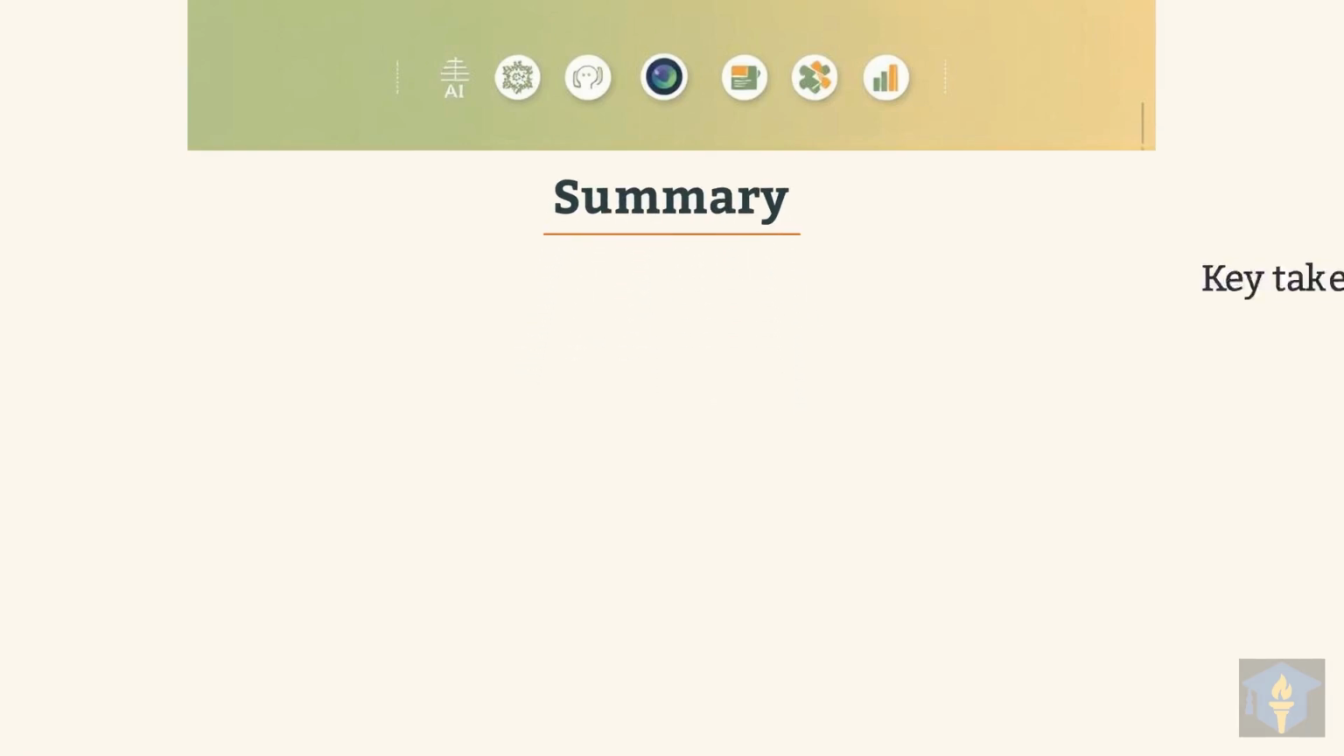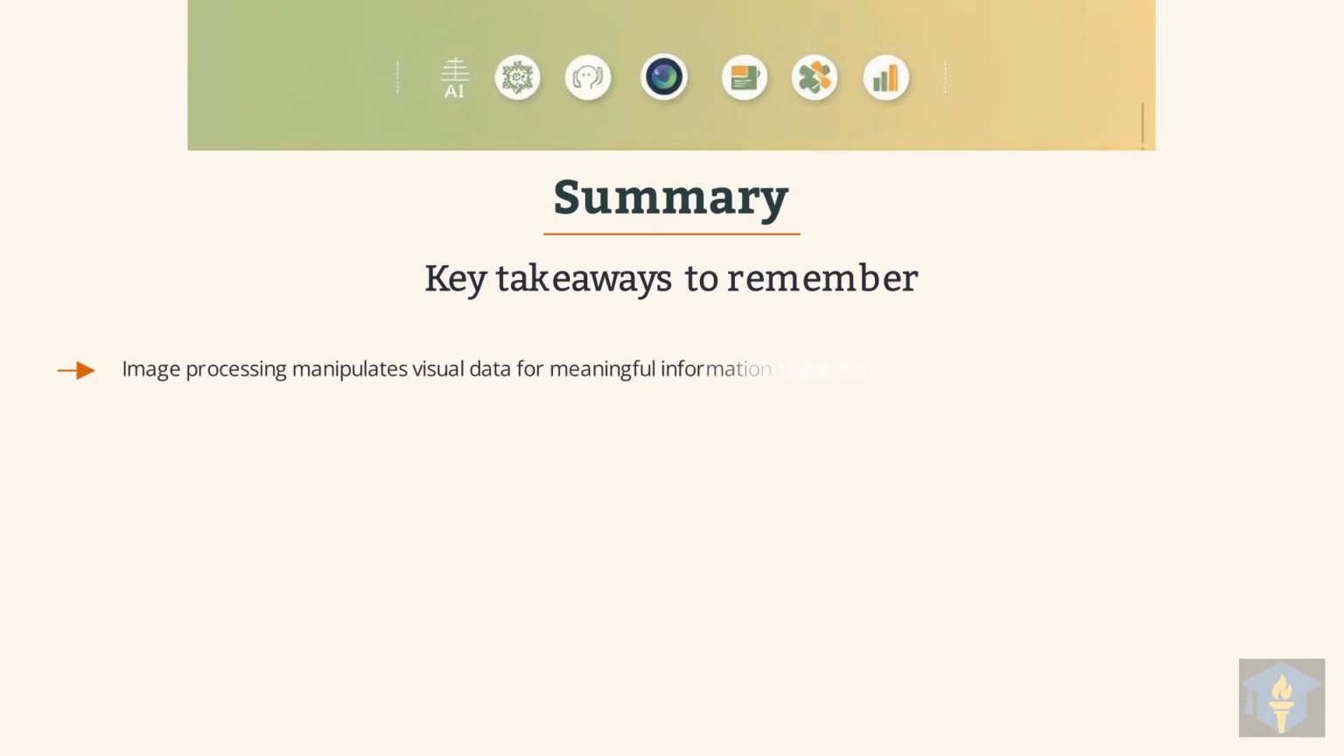All right, let's wrap up our discussion with a quick summary of everything we've covered today in computer vision. Here are the key takeaways, the most important points you should definitely remember from our session. First, image processing manipulates visual data to extract meaningful information, which is its core purpose.